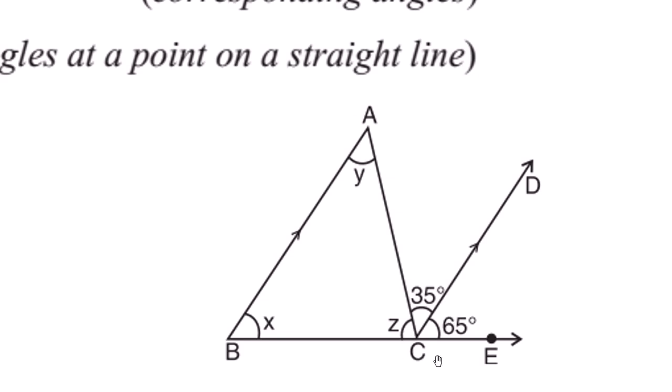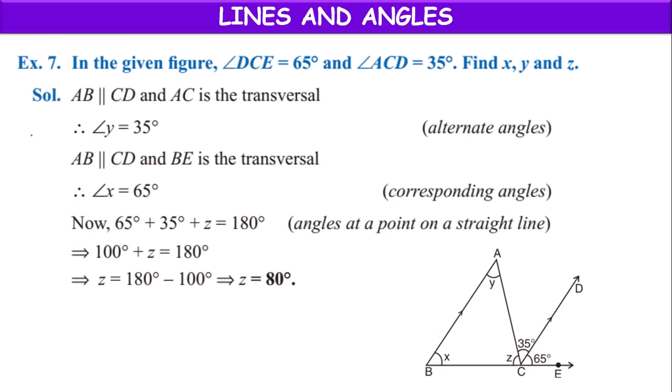If you observe these three angles, Z, 35 degrees and 65 degrees, they lie on the same straight line at point C, on the same side of the line. So according to the straight angle concept, the sum of the three angles will be 180 degrees. That concept we can use.